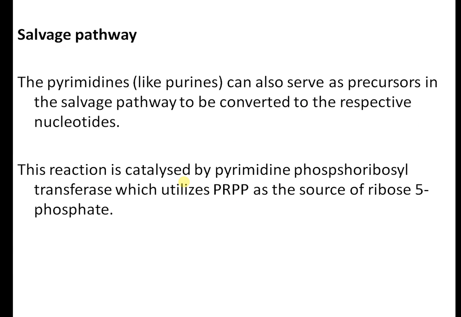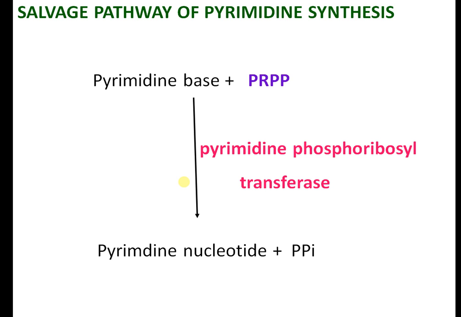Salvage pathway. Pyrimidines, like purines, can also serve as precursors in the salvage pathway to be converted to the respective nucleotides. These reactions are catalyzed by pyrimidine phosphoribosyl transferase, which utilizes PRPP as the source of ribose 5-phosphate. The pyrimidine base and phosphoribosyl pyrophosphate are converted to pyrimidine nucleotides, with release of pyrophosphate, by pyrimidine phosphoribosyl transferase.